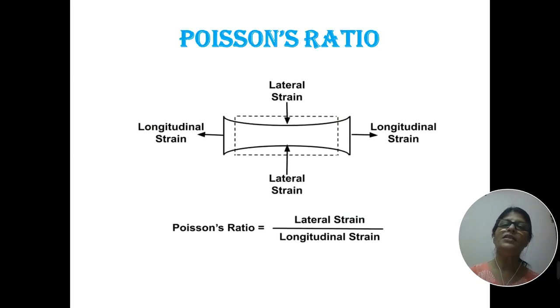Now what is Poisson's ratio? Now you are stretching something, you will find longitudinal strain, that is the length is increasing. At the same time you will find the lateral strain also, that means the cross-sectional area is getting reduced, isn't it? It is increasing in the length, but at the same time the cross-sectional area is getting reduced. So what is Poisson's ratio? It is the ratio of lateral strain to the longitudinal strain.